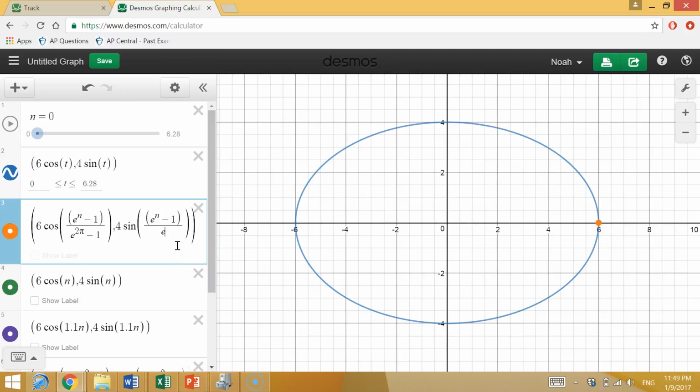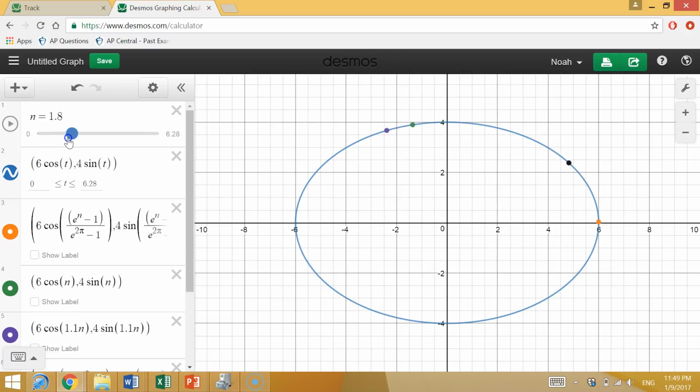Divided by e to the 2 pi minus 1. Okay. So what's happening now is by the time n gets to 2 pi, if I actually ran it now, it would be very slow. Notice the orange is hardly moving. And it's going to speed up a little bit at the end, but it still never gets very far.